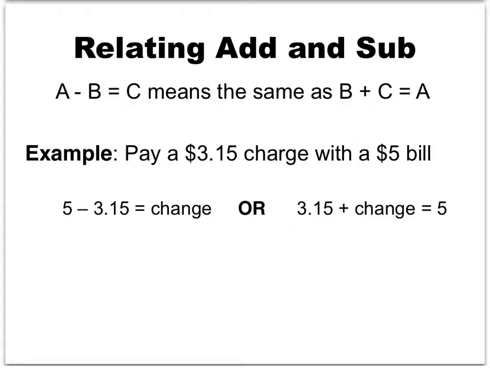So let's match things up with these equations up here to see how they relate. The a and the 5 relate. The b and the 3.15 relate. And then the c and the change are related. If we match things up over here on the right, we see the b matches with the 3.15 just like it did on the left. And then the c matches up with the change, and the a matches up with the 5. So we see how this relationship is just a specific example of this relationship up here.